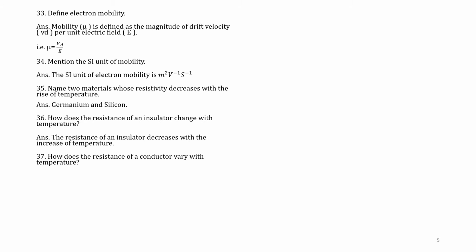How does the resistance of a conductor vary with temperature? The resistance of a conductor increases linearly with increase in temperature and vice versa. That is, if you increase the temperature, the resistance increases, and if you decrease the temperature, the resistance of a conductor decreases.